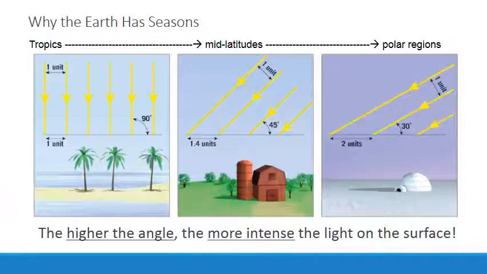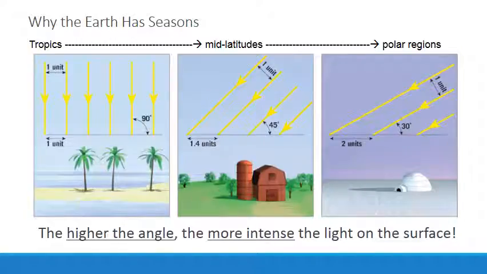The angle, sometimes called the altitude of the sun above the horizon, affects the amount of solar energy that reaches the Earth's surface. When the sun is directly overhead at a 90-degree angle, the solar rays are most concentrated and thus most intense. At lower sun angles, the rays become more spread out and less intense.